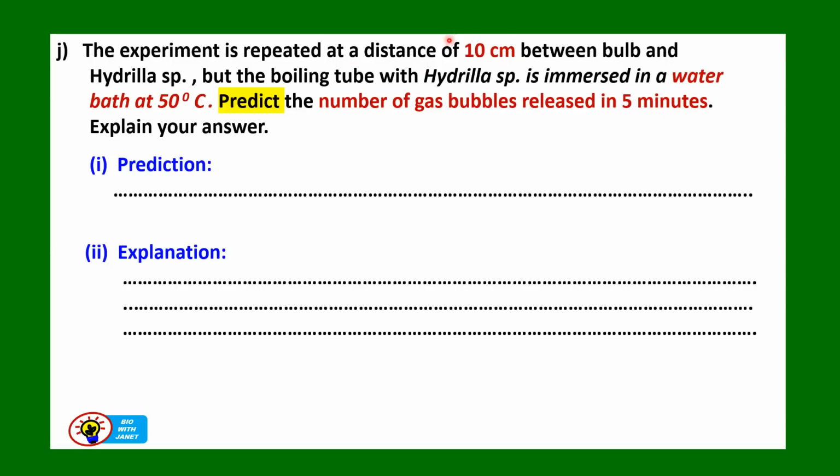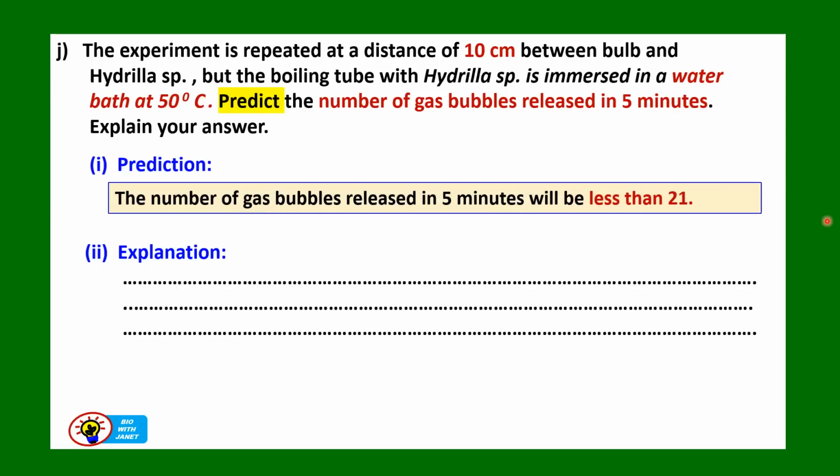So again, we refer back to our table at 10 cm, and the temperature was room temperature when you carried out the original experiment. Okay, room temperature. So now you have increased the temperature. Now at room temperature, the number of gas bubbles released in 5 minutes was 21. So now you increase the temperature, the number of gas bubbles released will be less than 21. Okay. Next one, explain your answer.